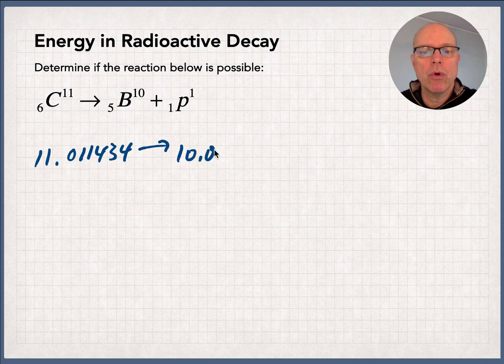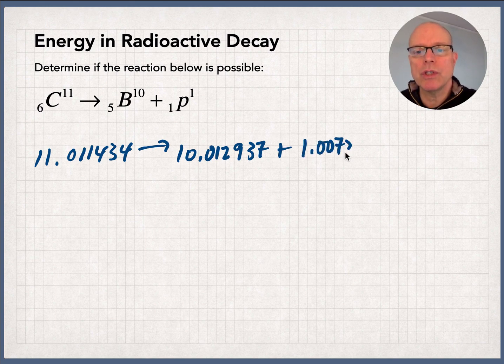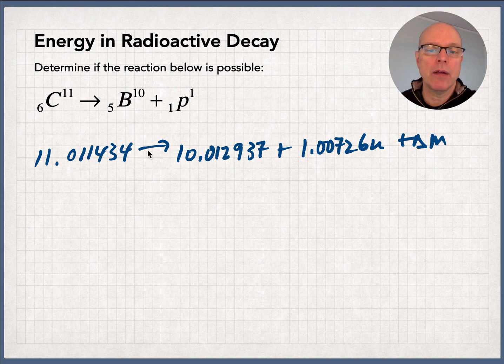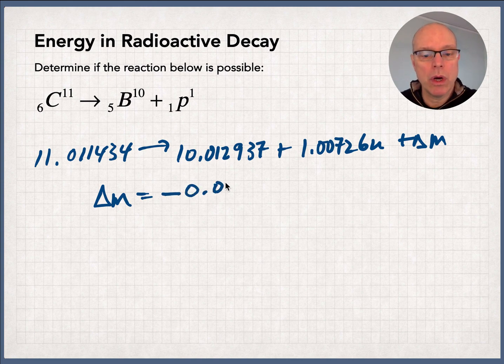So 10.012937 is the mass of our boron-10. Mass of a proton, we've got that 1.007276 u, and as we do, we write delta M tacked onto the end. Anyway, we go with our calculators, go ahead and get the delta M, and delta M in this case turns out to be negative 0.008779 of our atomic mass units.